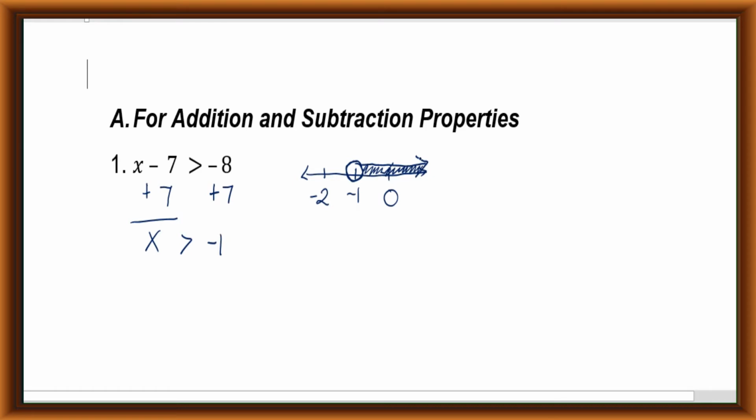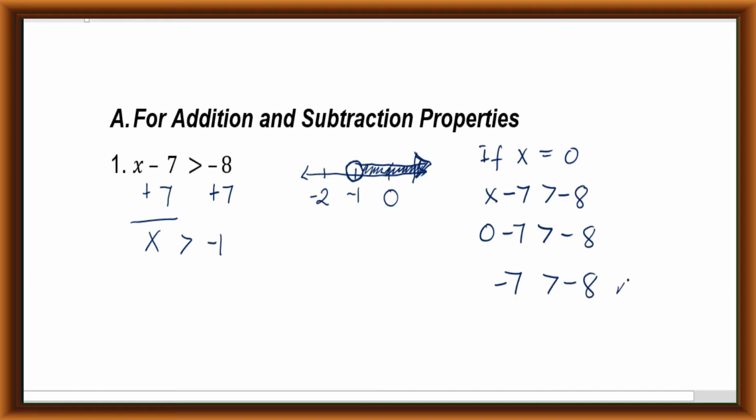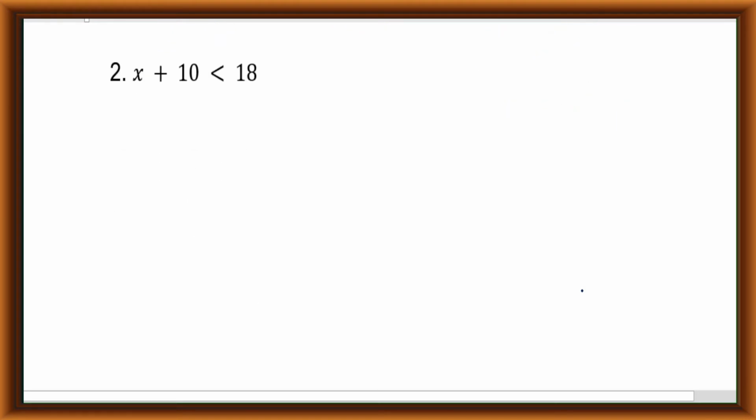There you have it. Put an arrow. To check this, let x be equal to 0. Using the inequality x minus 7 is greater than negative 8, we have 0 minus 7. Is it greater than negative 8? Clearly, negative 7 is greater than negative 8. So this is true. Next, let's move on to number 2.